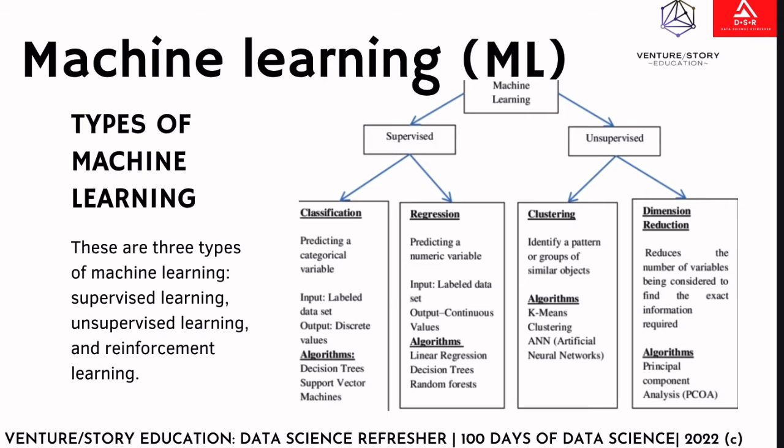Classification is nothing but predicting a categorical variable. In this we take an input, the labeled data set, and we provide an output, which are discrete values. We will go in depth later.